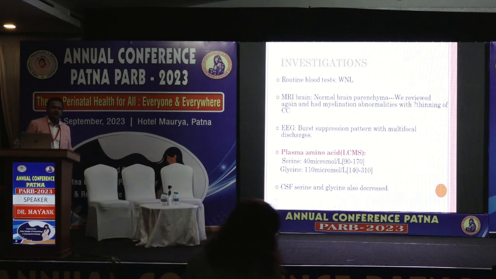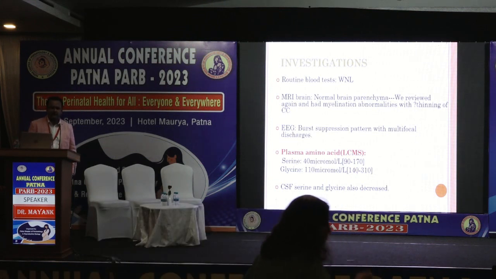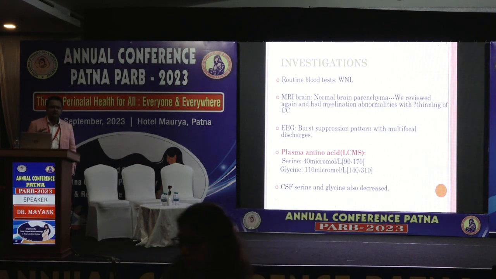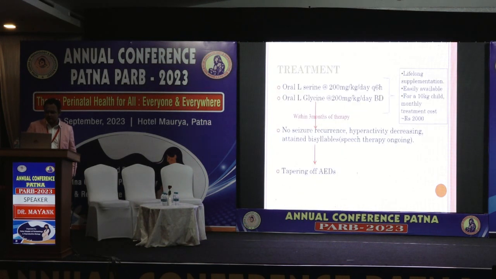Then I went for an extended newborn screening, which can be done any time at any age. Because I was suspecting there must be some neurometabolic disorder, and surprisingly, serine and glycine level were very low in this child. Now what to do next? I went for the exome sequencing test and we found that the child was having a defect of serine metabolism.